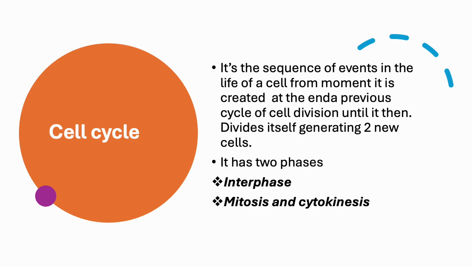The cell cycle is the sequence of events in the life of a cell, from the moment it's created at the end of the previous cell division until it divides itself, generating two new cells, the mother and daughter cells. It has two phases: interphase and mitotic phase.